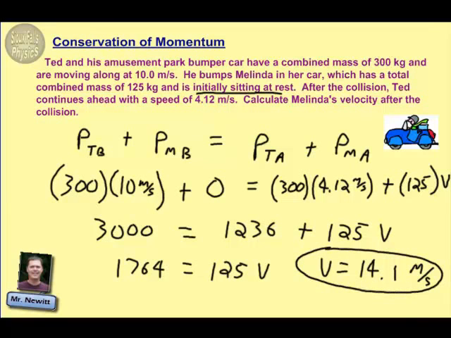So both of these cars are going to continue moving on. It's just that Melinda is going to go shooting off there with a pretty high velocity compared to what Ted has. And if you think about the difference in their masses being as significant as they are, it makes sense that Melinda would have a very large velocity compared to Ted's once this collision is over.